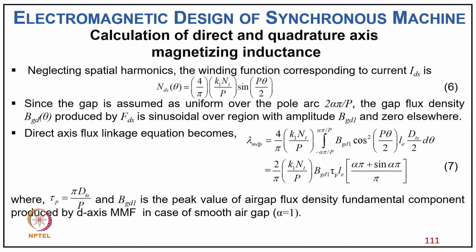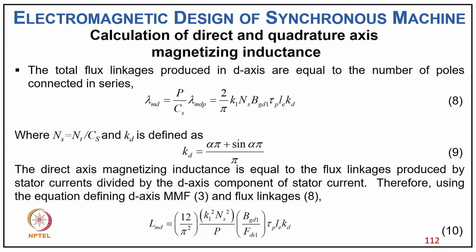2/π × K1 Nt/P × Bgd1 τp L in brackets (απ + sin(απ))/π, where τp equal to π Dis/P, and Bgd1 is the peak value of the air gap flux density fundamental component produced by the d axis MMF, in the case of a smooth air gap where α equals 1. The total flux linkage produced by the d axis is equal to the number of poles connected in series. So λ equals P/Cs times λmdp, that is 2/π × K1 Ns Bgd1 τp × L × Kd, where Ns equals Nt/Cs, and Kd is defined as Kd equal to (απ + sin(απ))/π.